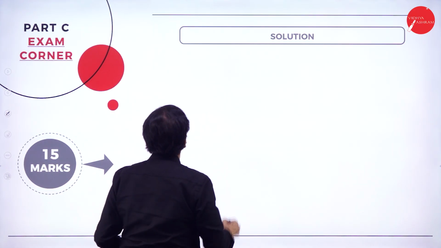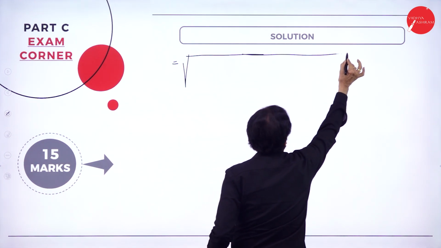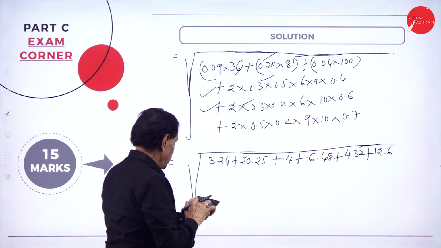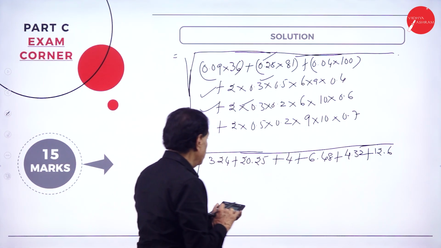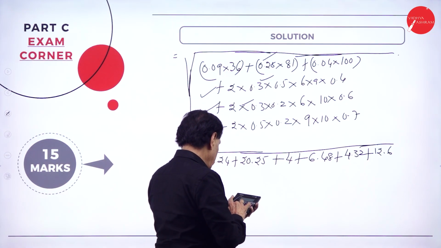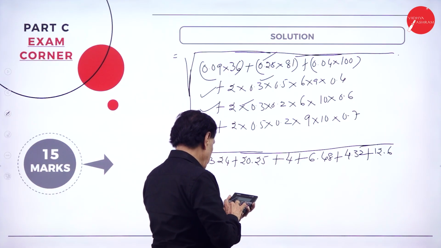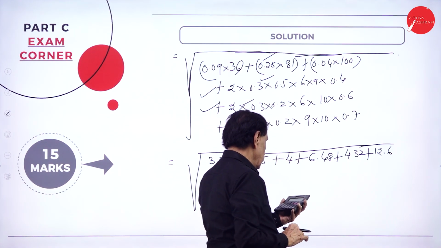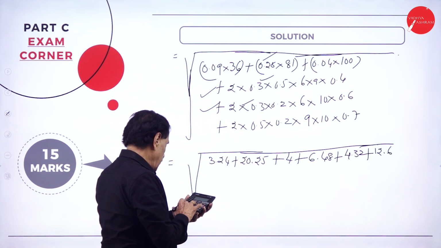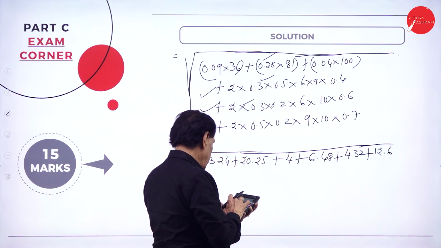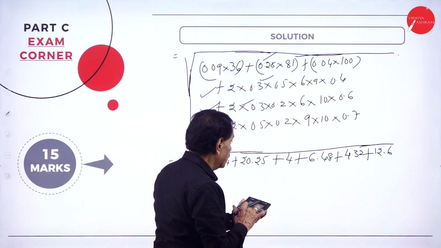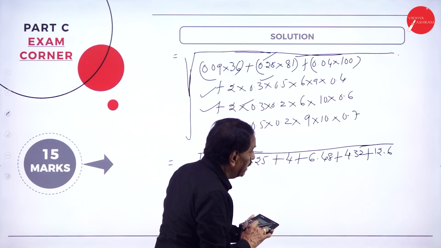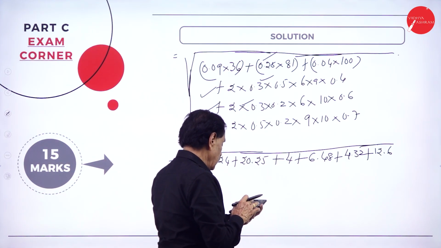So add the figures: 3.24 plus 20.25 plus 4 plus 6.48 plus 4.32 plus 12.6, which gives 50.89.